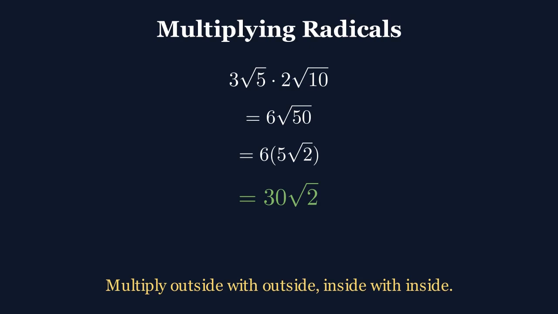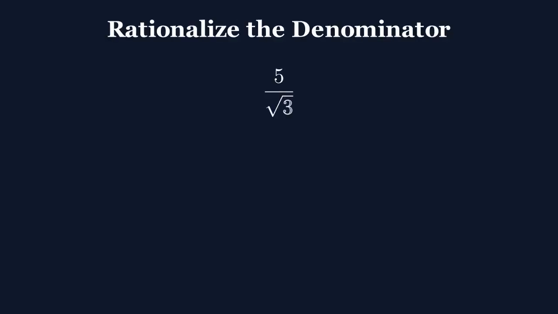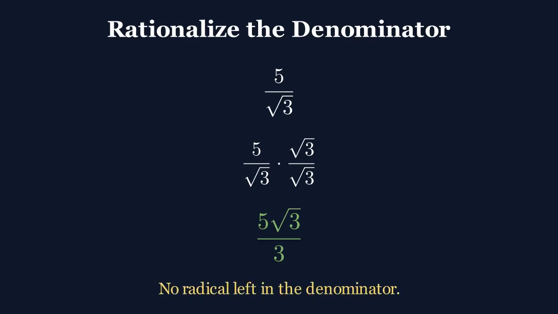Dividing radicals sometimes leaves a radical in the denominator. In Math 20-1, we usually rationalize the denominator. For example, 5 divided by square root 3. Multiply the top and bottom by square root 3. The denominator becomes 3, so the answer is 5 square root 3 over 3. Same value, cleaner form.